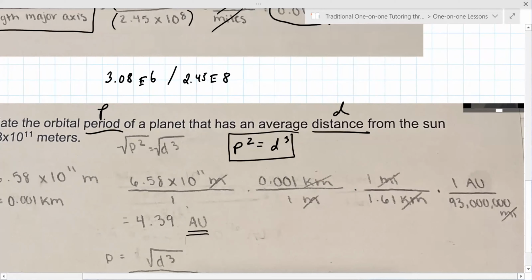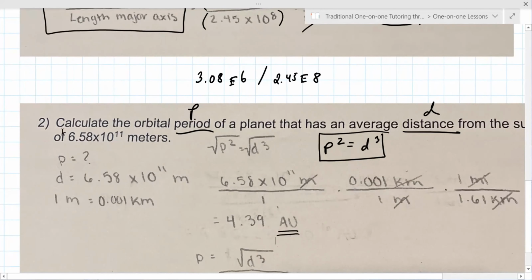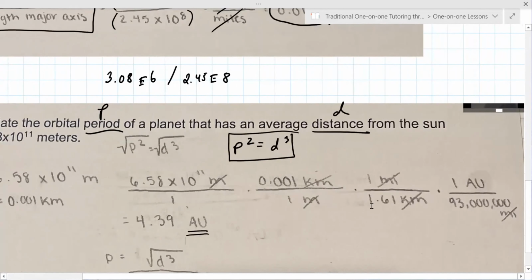So you might just think, oh well, let me just manipulate this number. Well, this number is great, but it's not in the right units. You had to go meters to kilometers, kilometers to miles, and then there's 93 million miles in one AU. And so once you got that value, you can do the calculation. Do you remember doing this? Yeah. All right, so let's move on.